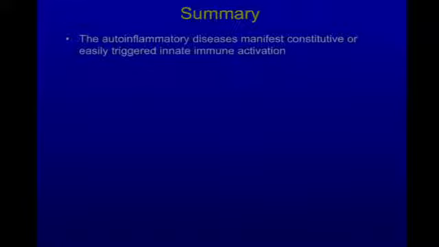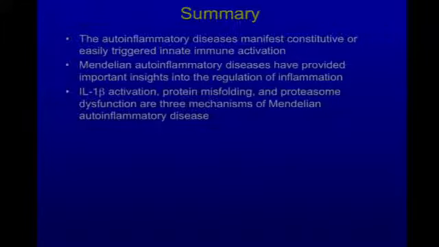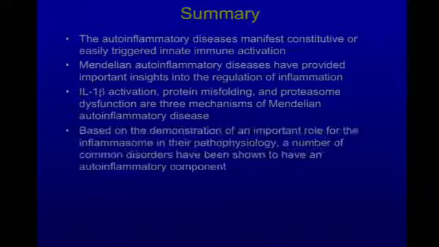So just to summarize, the autoinflammatory diseases manifest constitutive or easily triggered innate immune activation. Mendelian autoinflammatory diseases have provided important insights into the regulation of inflammation. IL-1 beta activation, protein misfolding, and, well, we didn't talk about proteasome dysfunction, but take my word for it, are 3 mechanisms of Mendelian autoinflammatory disease, based on the demonstration of an important role for the inflammasome in their pathophysiology. A number of common disorders, such as gout, type 2 diabetes, and atherosclerosis, have been shown to have an autoinflammatory component.